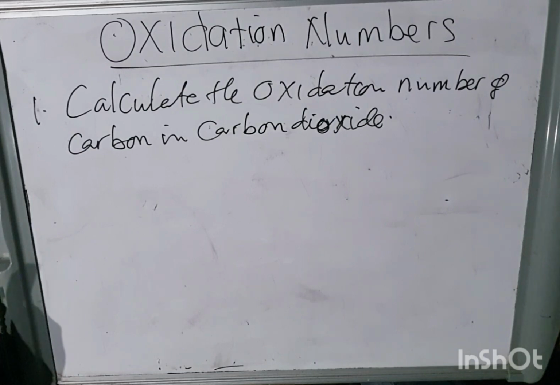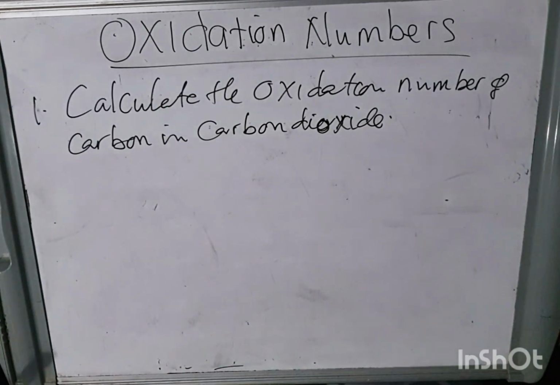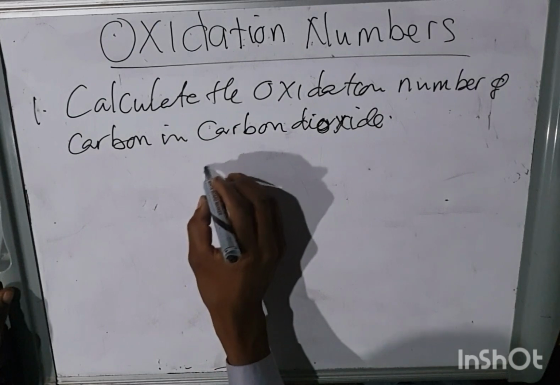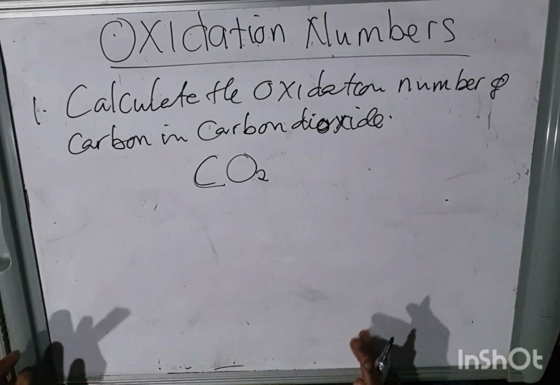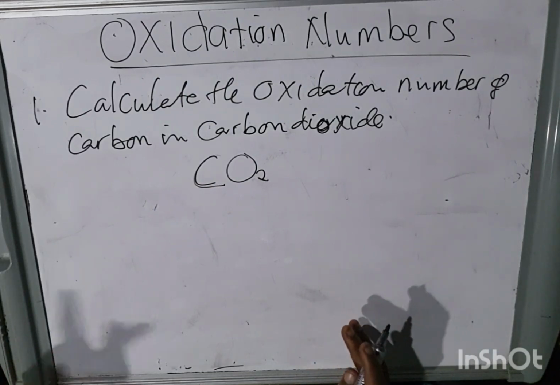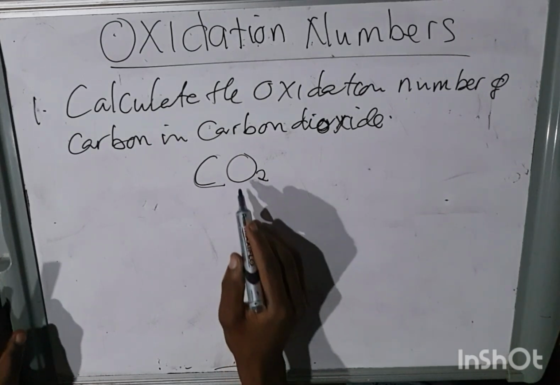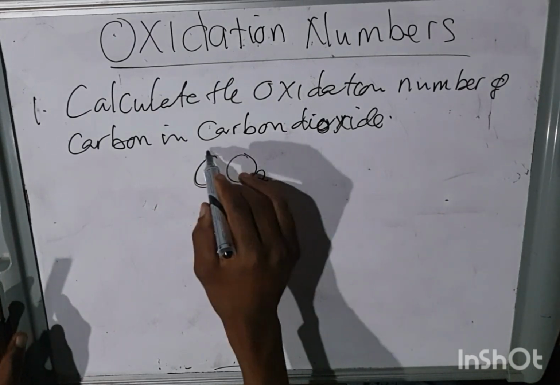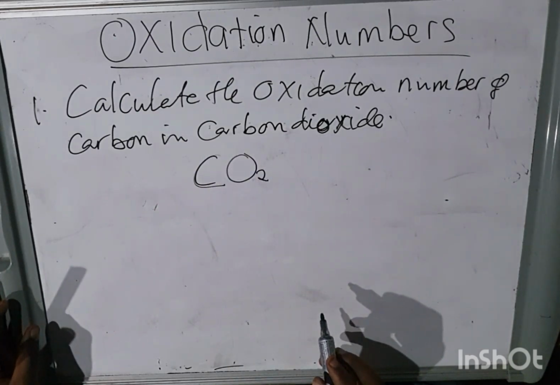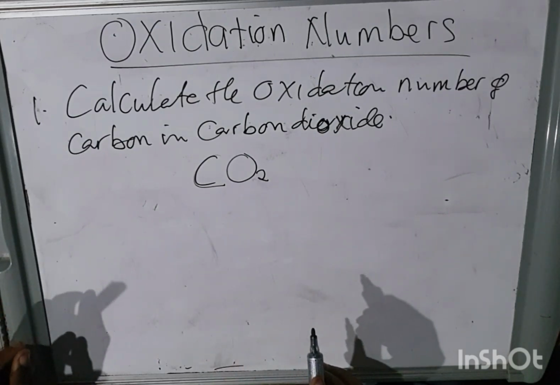So how do we find the oxidation number of carbon in carbon dioxide? What you're going to do is write down the formula for carbon dioxide, CO2. Remember the steps: you write the oxidation number for the known element, and from the rules we know the oxidation number for oxygen. As we can see, we don't have any charge on top of this molecule, which means the oxidation number for carbon dioxide is 0.